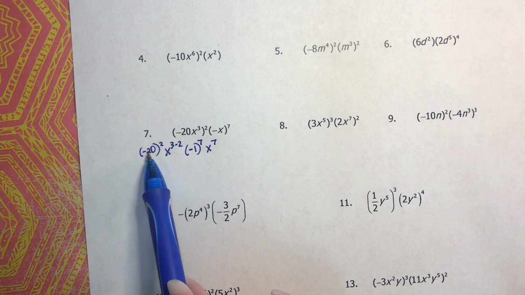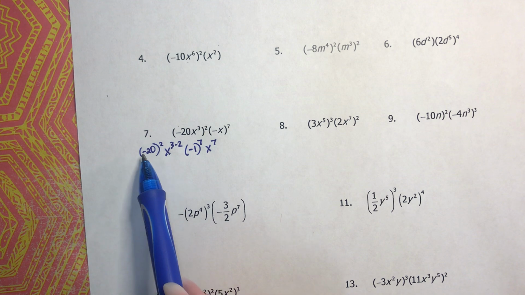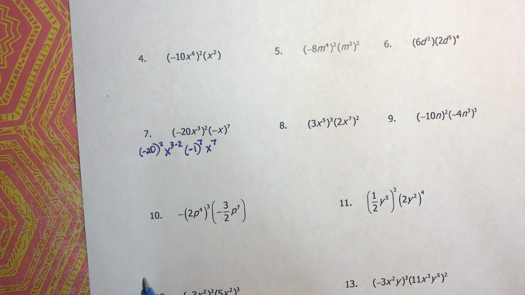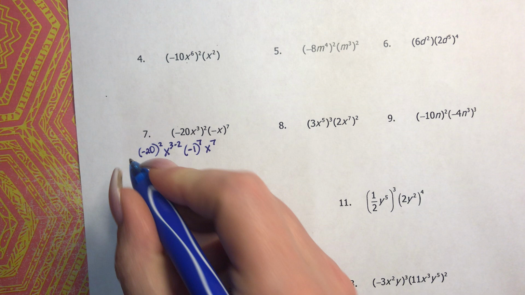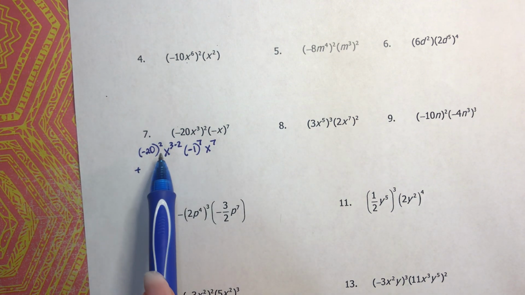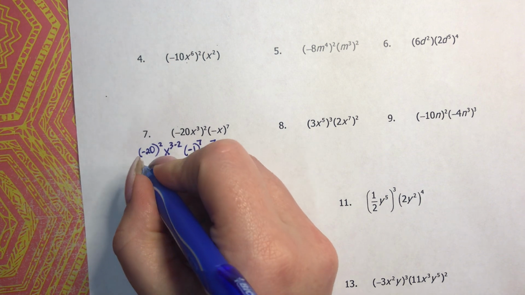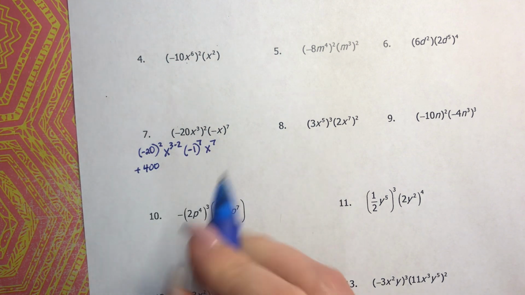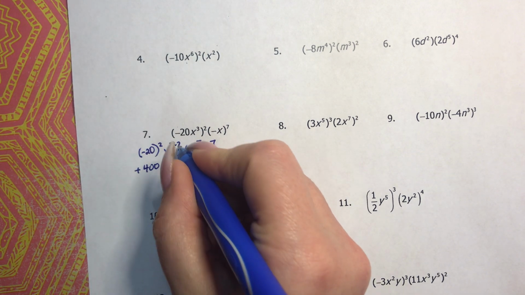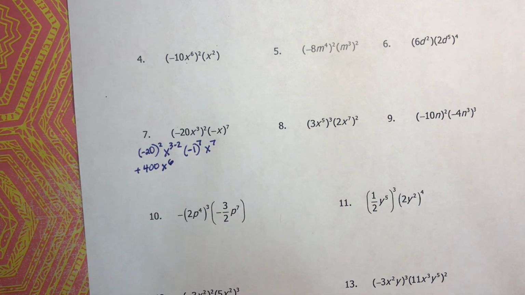So we have negative 20 squared. A negative times a negative is a positive, so our answer is going to be positive for this one. 20 times 20 is just going to be 2 times 2, which is 4 with 2 zeros, so 400. And then we have x to the 3 times 2, which is 6.